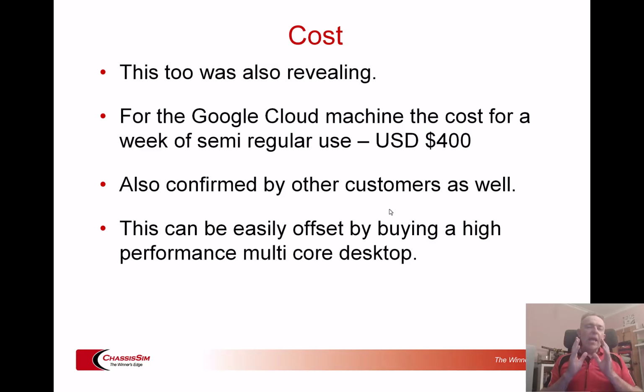Now, here's the point that I really, really want to make. And this is why, as of yet, and the operative word is yet, we haven't done this as a proper commercial release. What we've just seen here could easily be offset by buying a high-performance multi-core desktop. That's powerful, folks. Think about that. My laptop can call up to about 12, 13 cores, something like that. Just imagine what that runtime would look like if you've got a proper dedicated multi-core desktop.